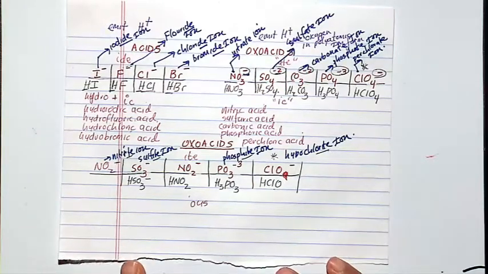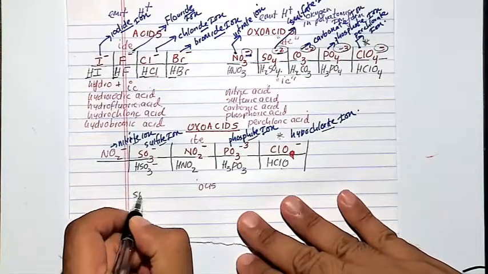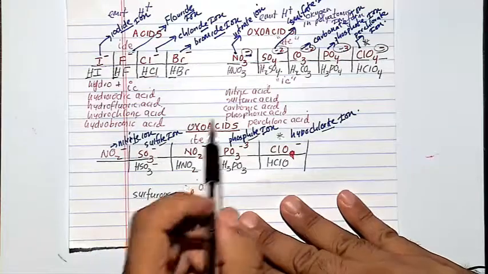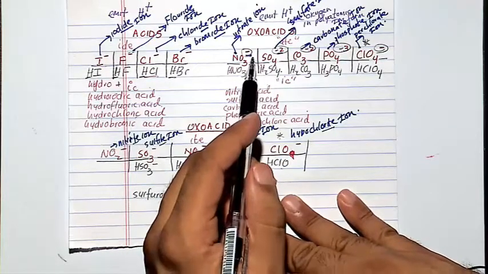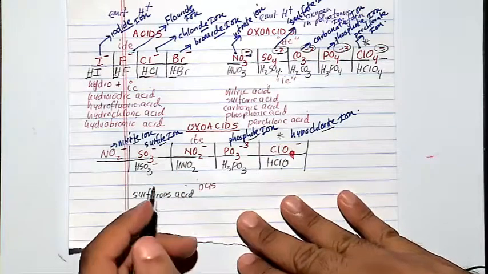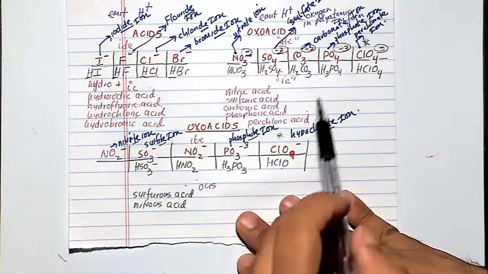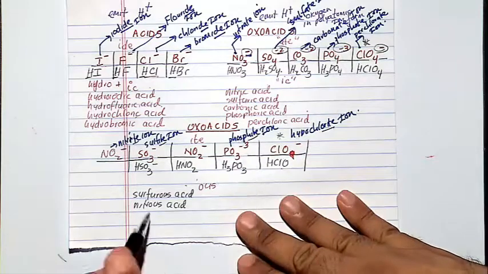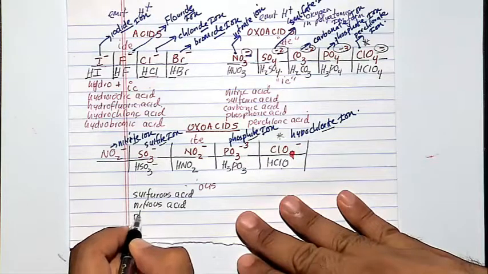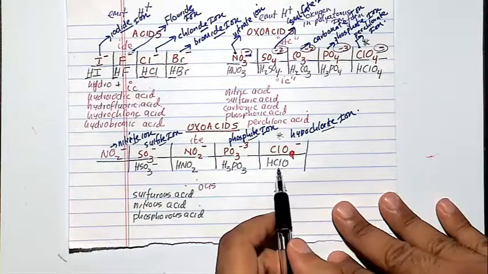So HSO3 minus is going to be sulfurous acid. HNO2, one oxygen less. Nitrate, one oxygen less, is nitrite. The acid form is going to be nitrous acid. Phosphite is one oxygen less than phosphate. The acid form is going to be phosphorous acid.